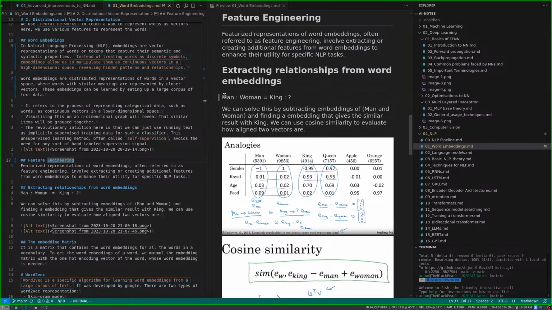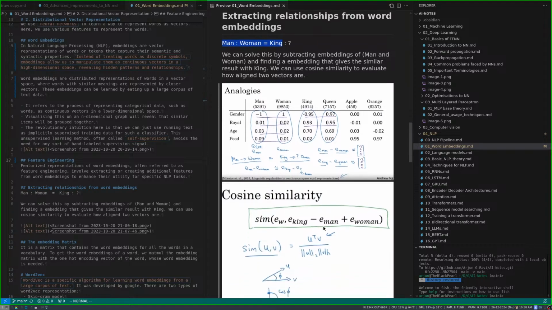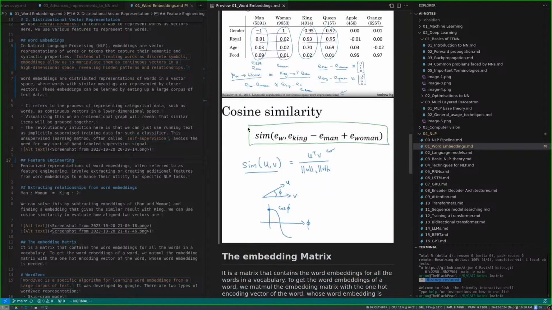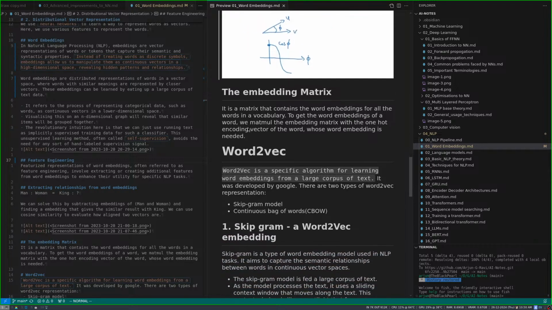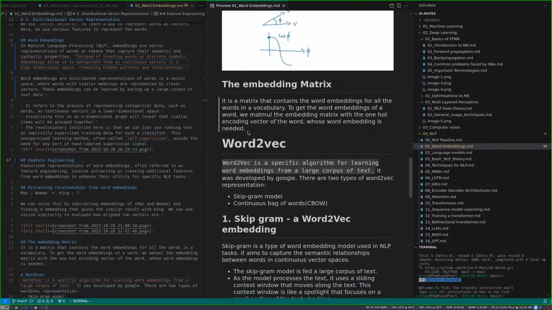So we can do things like man is to woman as king is to what? We use similarity like cosine similarity. Embedding methods. To get the embedding of a word, we matrix multiply the embedding matrix with the one hot vector.